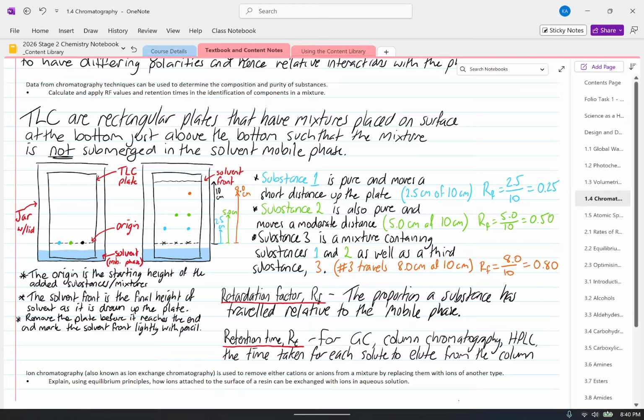Now, if we were to rank the polarity of these substances, knowing that the mobile phase is non-polar and the stationary phase, the stuff that's on the plate, is polar, the thing that moves the least amount up it is the most polar. So the blue one, the blue substance 1. The green substance is next. It's less polar than the blue one, but it is more polar than the orange substance, which has moved the most. It is least polar because it's moved significantly with the non-polar mobile phase.